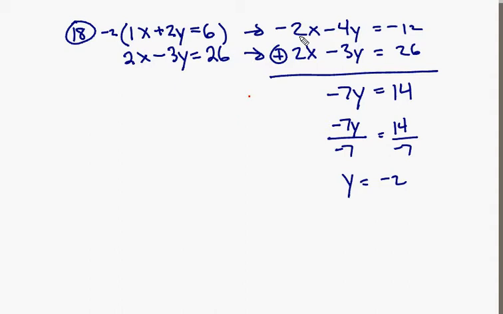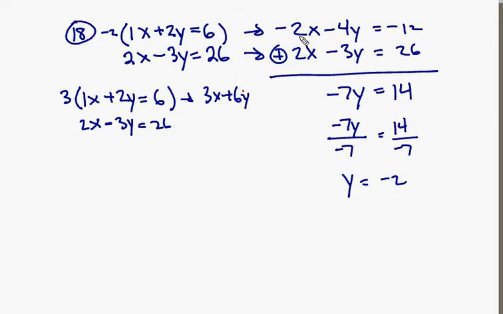Alright? So let's try something interesting. This time, let's go ahead and do the same thing, but this time get rid of the y's. So again, if I have 1x plus 2y equals 6, and I have 2x minus 3y equals 26, so if I multiply the first equation by 3, I'm going to get 3x plus 6y equals 18.